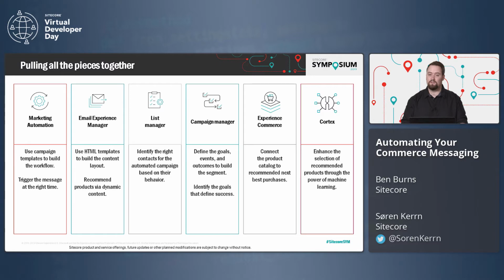Coming back to the funnel analysis, Campaign Manager and the goals, events, and outcomes can also be used within the funnel to understand which goals are being triggered, which ones are being missed, and where improvements are being made. Experience Commerce itself can be used to pull together the recommendations and also link the products together as they need to be shown to the customer. Looking forward to possibilities for the future, Cortex can also be used to train and create a machine learning model to enhance those recommendations.